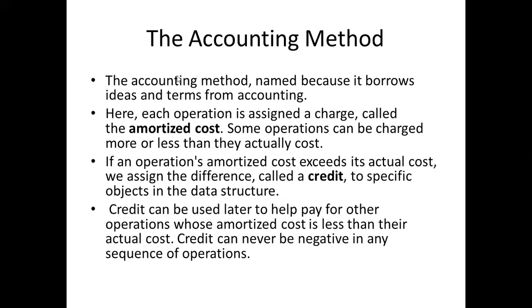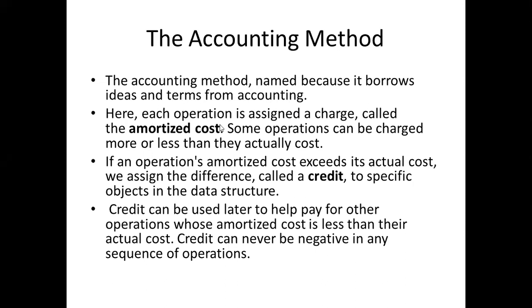So the accounting method is named because it borrows ideas and terms from accounting. As already explained, there are three important methods in the amortized analysis: aggregate method, accounting method, and potential method. The second one is the accounting method. From accounting, we are taking the ideas. That is why this is called the accounting method.